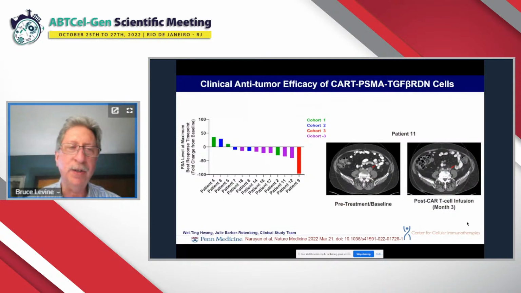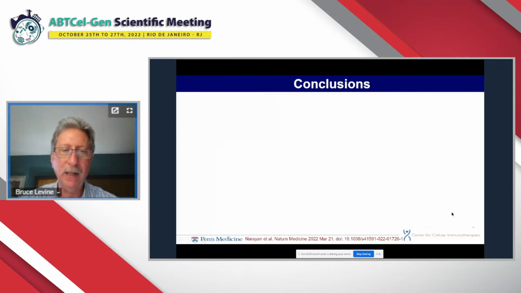The clinical data is shown here. The graph on the left is the PSA level, how that decreases, and you can see patient 9 here had this very dramatic decrease in PSA as well as the TGF-beta, and we had a number of other patients that are showing this decrease in PSA, and on the right is a scan to show the disappearance of a lesion here at month 3.